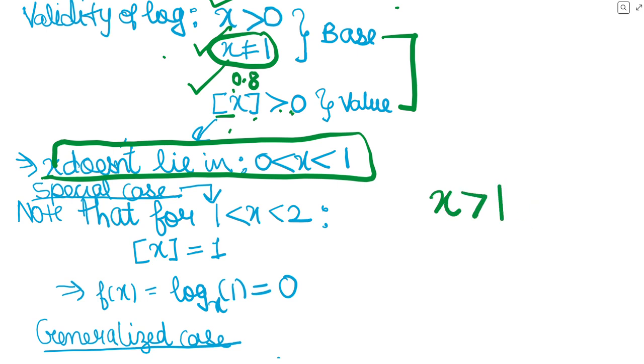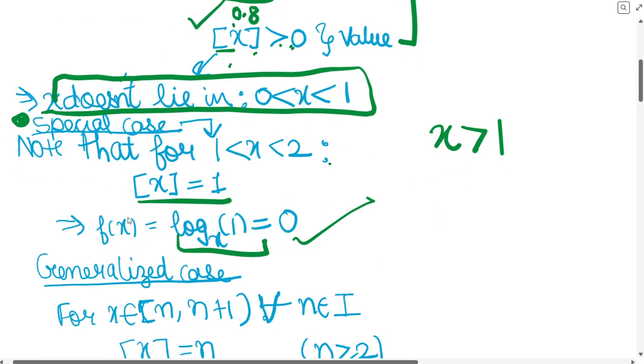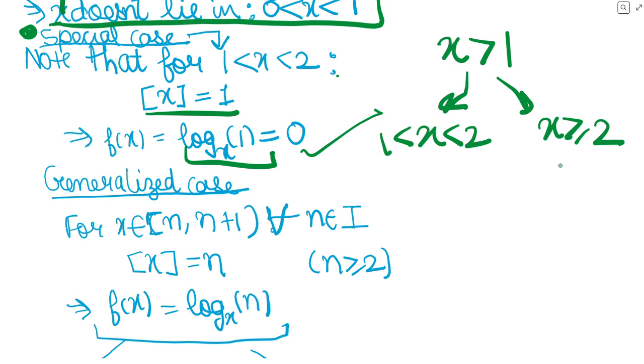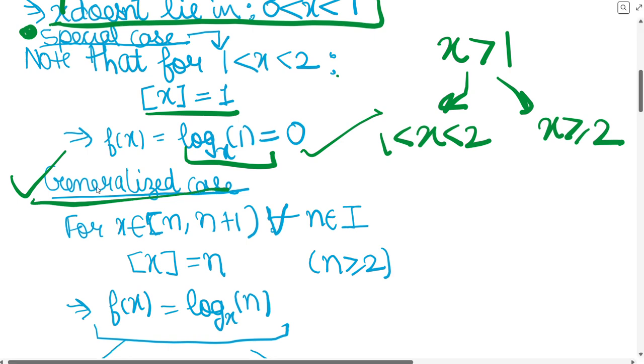Interestingly, this is a special case: when x is from 1 to 2, the greatest integer of x is 1, which makes the log 0. So this was a special case which I kept aside. Now we have broken x greater than 1 into two parts: when x is between 1 and 2, and another part when x is greater than or equal to 2. These two cases are possible.